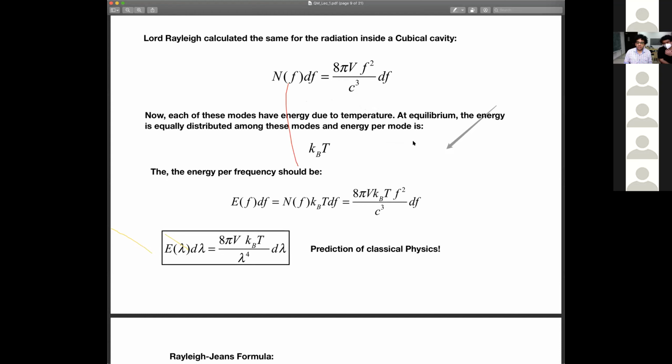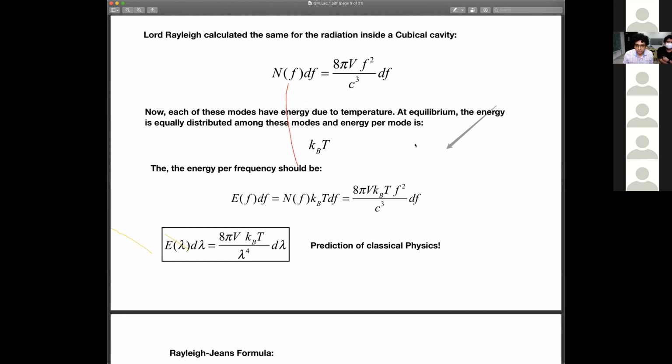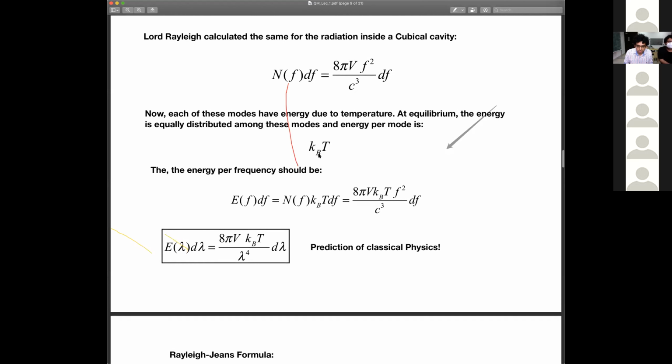Now, in classical physics or classical thermodynamics, there is a beautiful law called the equipartition law. It says that if we have a total amount of some energy E distributed amongst a whole bunch of modes, then each mode, which is in thermal equilibrium at some temperature T, carries with it an energy equal to k times T, where k is a universal constant called the Boltzmann constant. So each mode carries with it an energy k_B times T, if it's at equilibrium in a thermal bath.